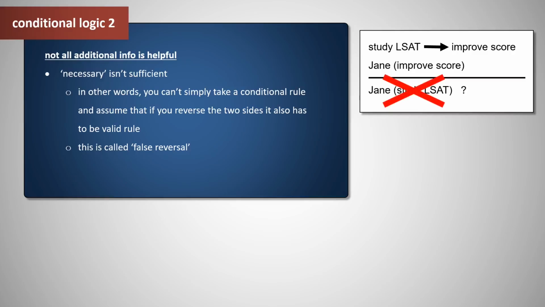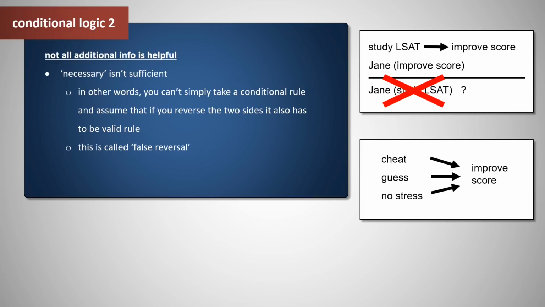Once again, not necessarily, because there are other things that could lead to that effect. So just because you're told that you have the effect, which is the same thing as a necessary condition, it is not necessarily that specific cause or that specific sufficient condition that led to it. There could be other scenarios. So if you cheat, you're going to improve your score. If you guess, you're going to improve your score. If you have a day with no stress, you're going to improve your score. Maybe one of those causal factors led to Jane improving her score. We don't know.